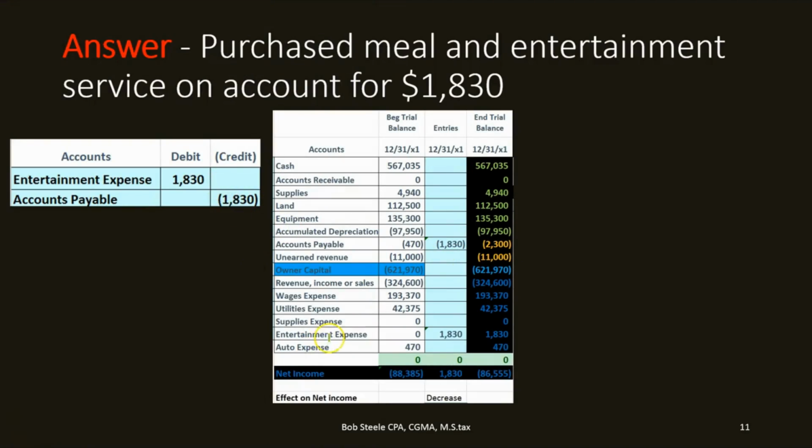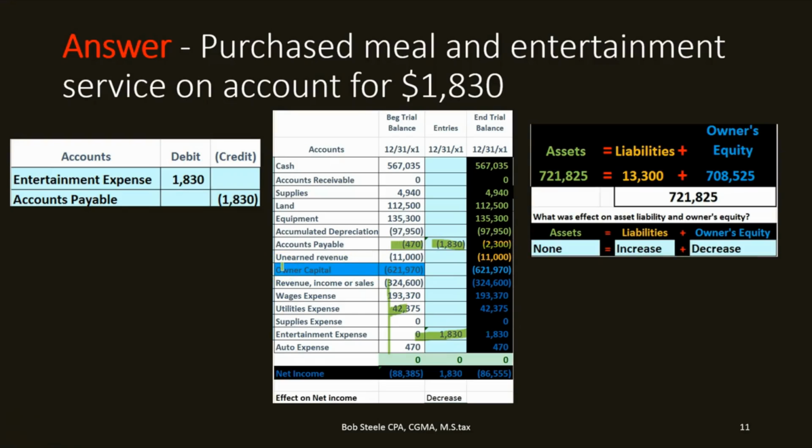All right, so then if we look at the transaction, we can see it here. We can say meals and entertainment, the expenses went up. Expenses go up, bringing net income down. Income minus expenses is going down. What happens to the accounts payable? It went from a credit balance here up in the credit direction to a larger credit balance there. And the accounting equation, no effect on assets here. We can see that the liabilities increased, and therefore the owner's equity must decrease.